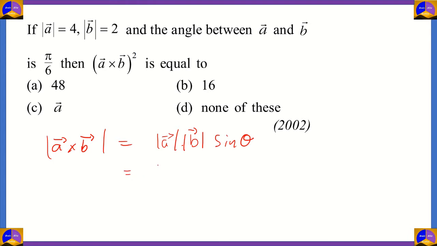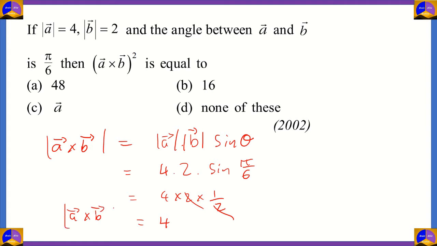So now let's put in the values. Over here, modulus of vector A is 4, modulus of vector B is 2, and sine theta will be sine of pi by 6. So that means 4 times 2 times 1 by 2. So 2 and 1 by 2 get cancelled. Therefore 4 is the value of mod of A cross B.